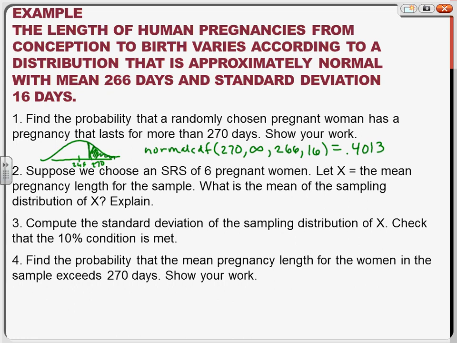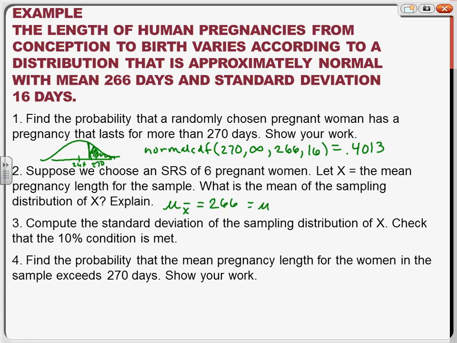All right, so suppose we choose an SRS. So that's just like for the population, okay? Now let's say we choose an SRS of 6 pregnant women. So now we're doing a sample. X is going to be the mean pregnancy length of the sample. What's the mean of the sampling distribution of X? Well, it's just the same as what we had before, which is 266.